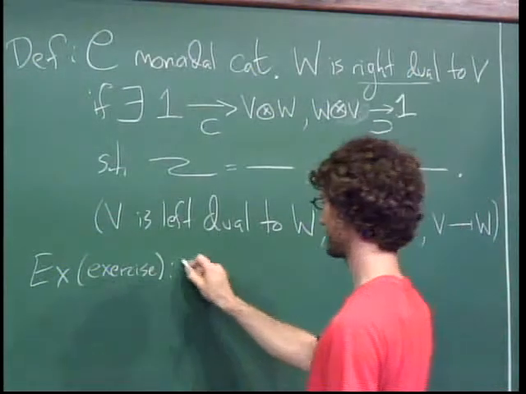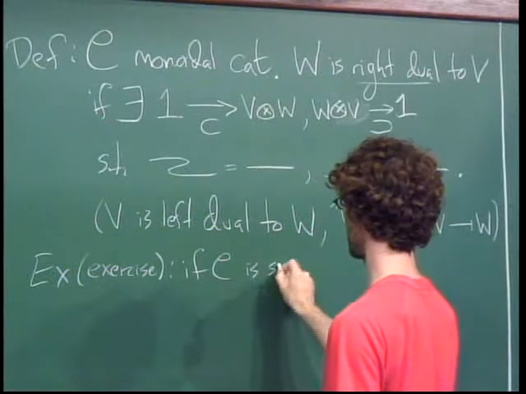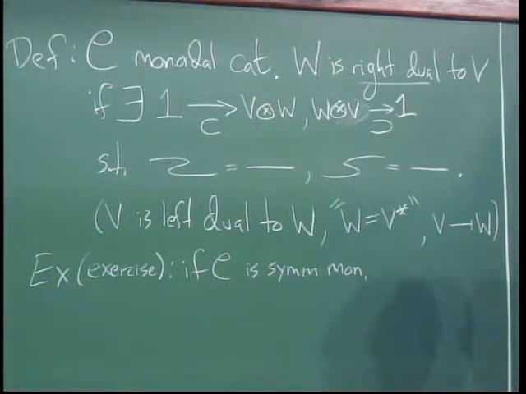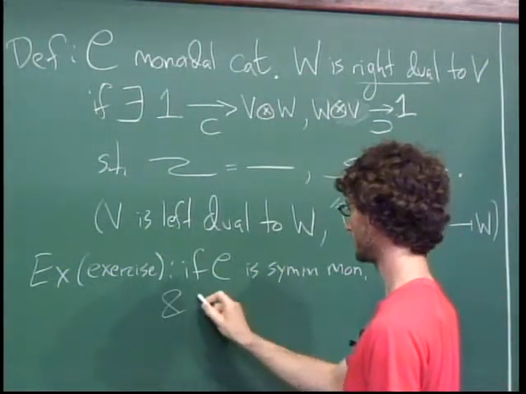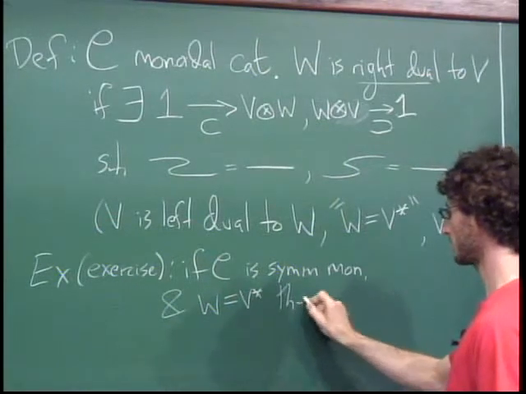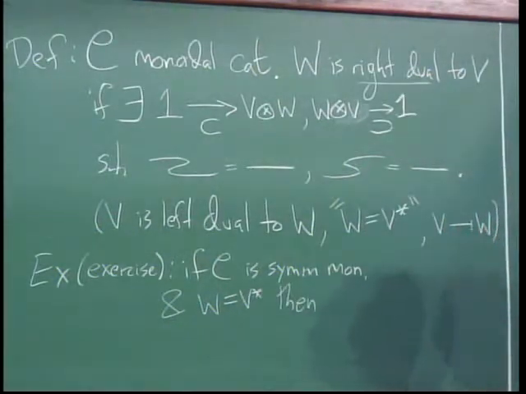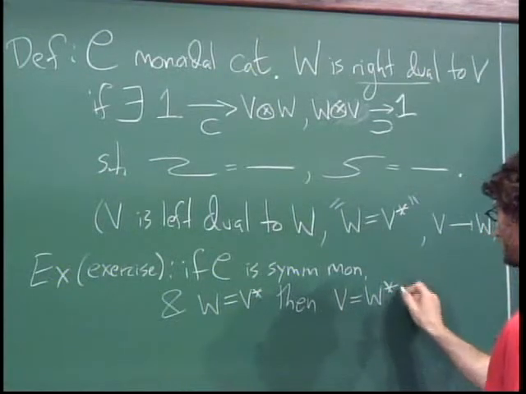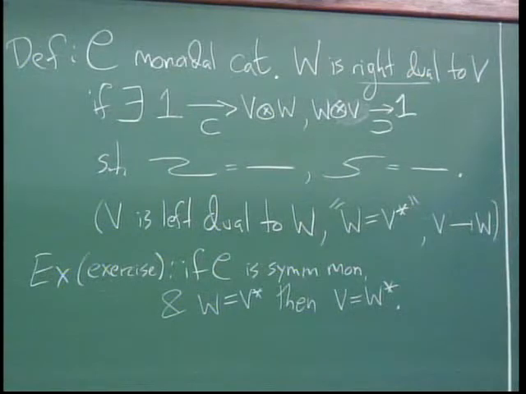So if C is symmetric monoidal, so if this operation is actually commutative, and W is a right dual to V, then W is also a left dual to V, which I could say instead V is also a right dual to W. So in a commutative situation, these two notions, well, the same vector space functions as both a left and a right dual, or the same object, rather.